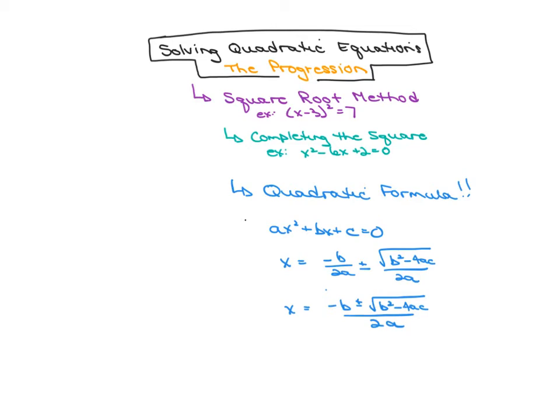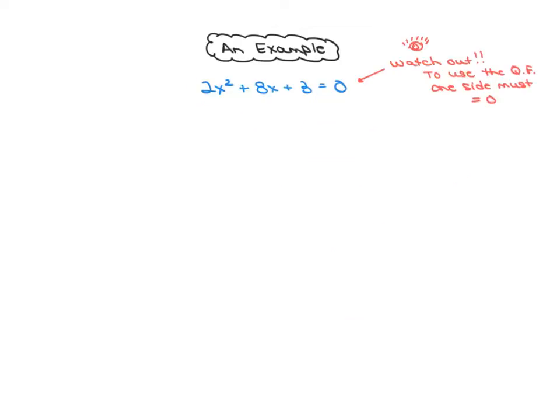All right, so now the quadratic formula, because it's just completing the square and then using the generalized form, we can use it to solve any quadratic equation. All right, so let's try a few. We'll start by solving this quadratic equation, 2x squared plus 8x plus 3 is equal to 0, using the quadratic formula. Now watch out. We can only use the quadratic formula if one side of the equation is equal to 0, which it is in this case.